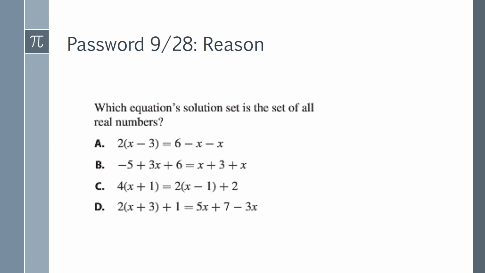Password for 928 is reason. So you've got A, B, C, or D. Which equation solution set is the set of all real numbers? This is actually kind of a review. So remember, all real numbers means you end up with a totally true statement. So make sure you can work through those. Go take the quiz for this.